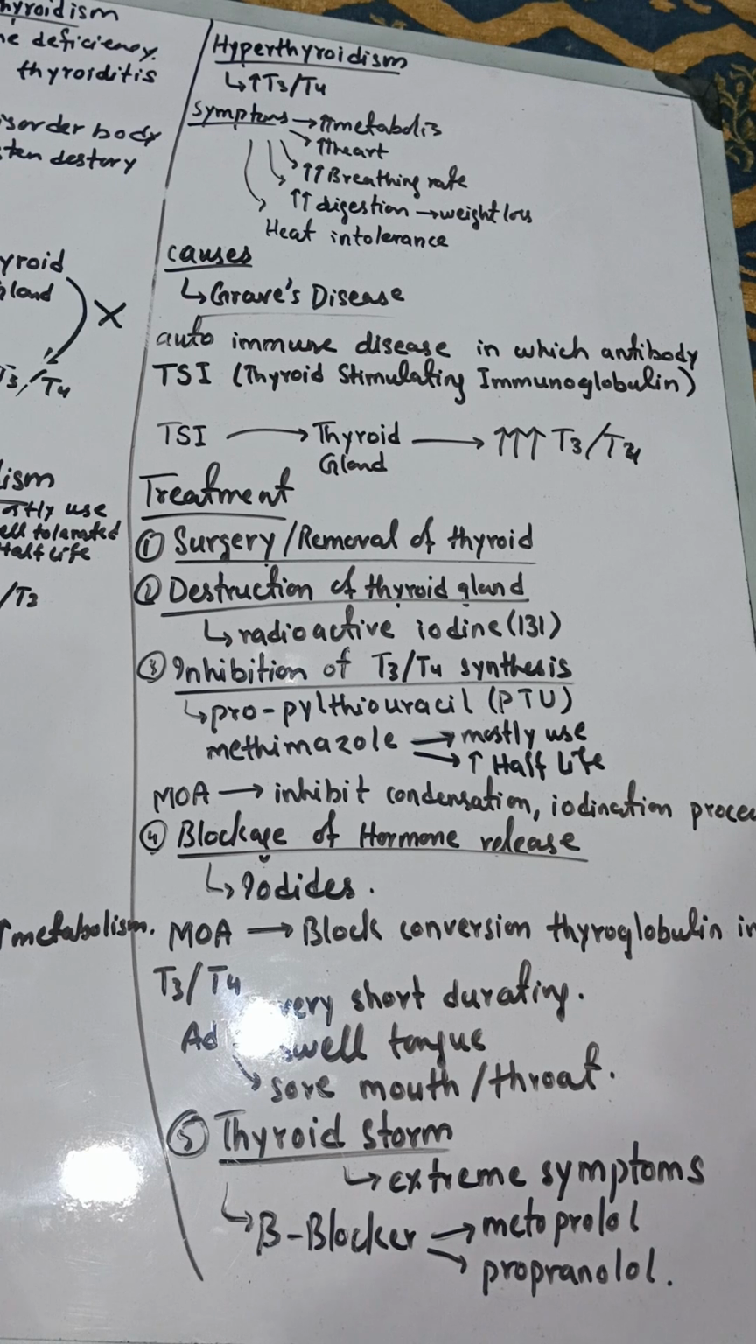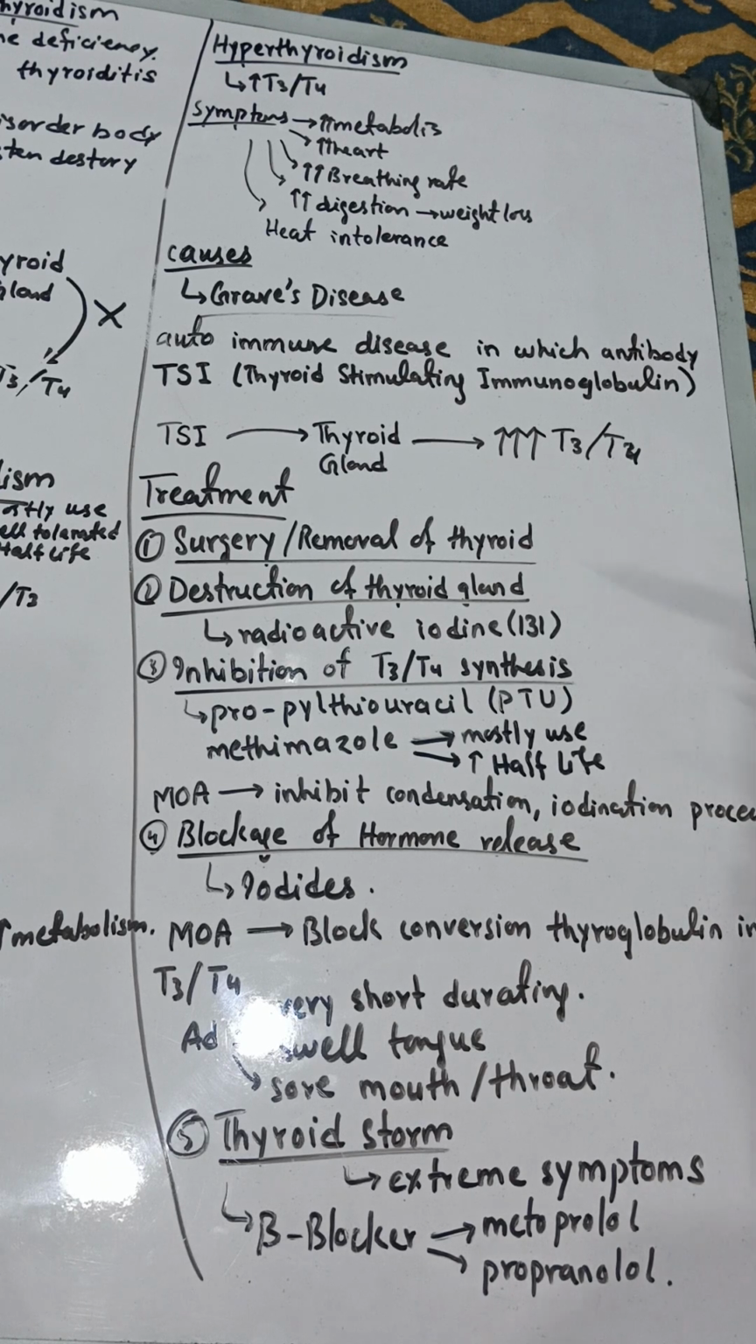So now the patient cannot bear the heat, because T4 and T3 are responsible for the production of heat inside your body. Now if their level increases so much, then they will cause more and more heat production in you, and because of more heat production the patient cannot bear the summer season.